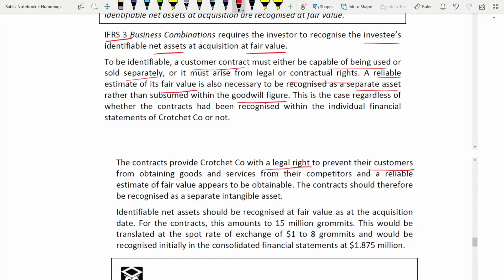Okay, so because of that, a fair value has to be obtained for this, a reliable fair value. So because of this, this contract should be recognized as a separate intangible asset. At the end, don't forget to give this conclusion. It's an intangible asset. It's a contract.